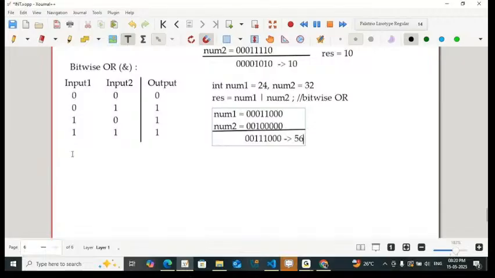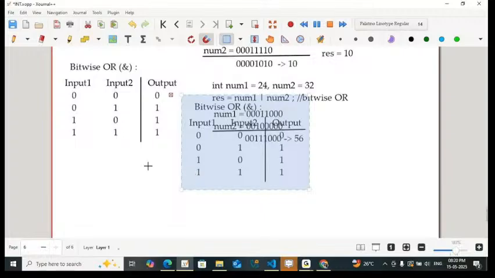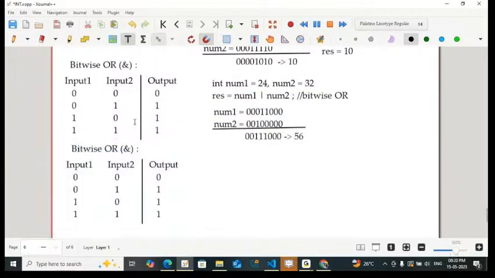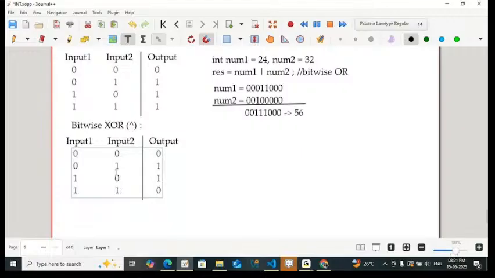Okay. Similarly, you have bitwise XOR. I'll just copy this. So this is bitwise XOR, represented by a cap. So OR is represented by a pipe. This is represented by a cap. So this is the truth table of bitwise XOR. Two inputs are same, output is 0. Two inputs are different, the output is 1.